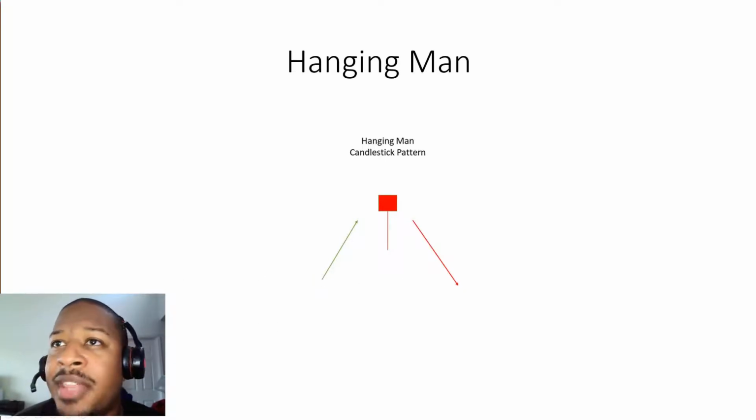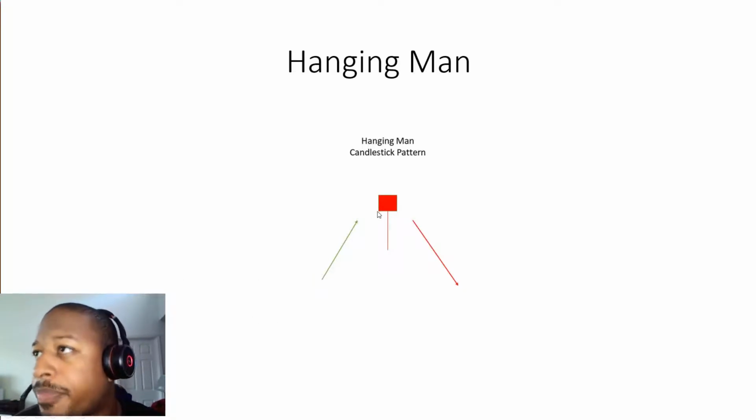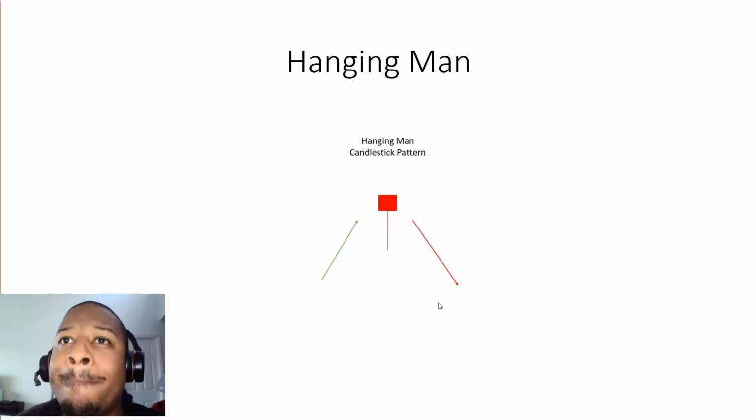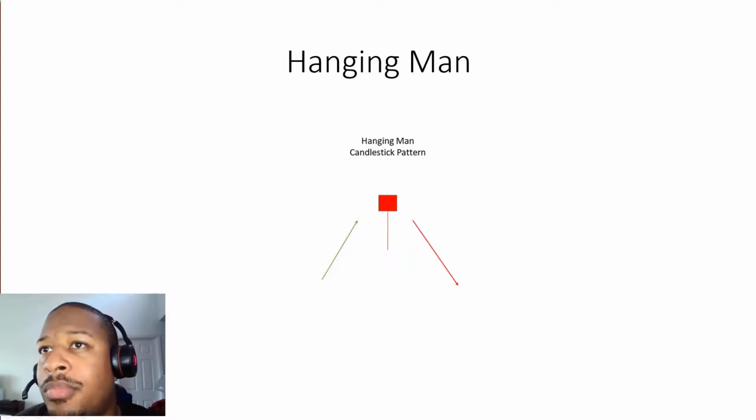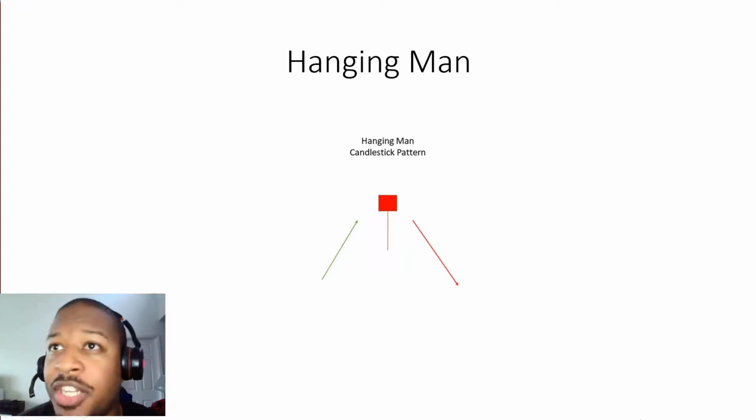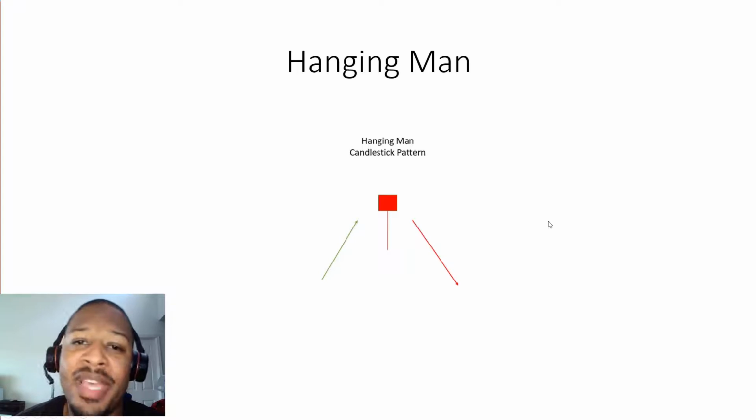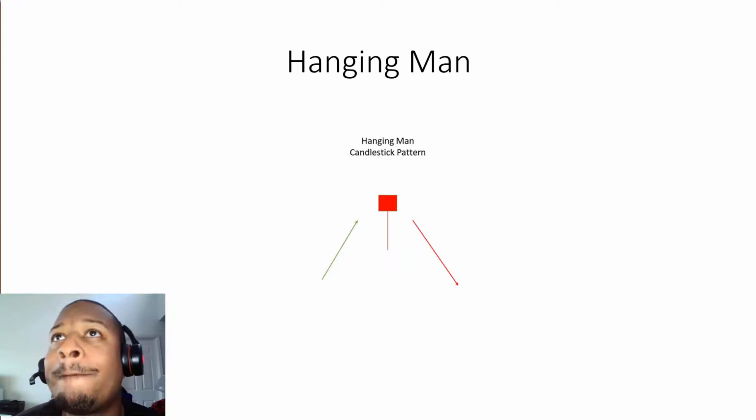Again, the psychology behind that is basically that the price opened up here, and pretty much pushed down. Sellers were selling it off. Buyers came in, but they got exhausted, and it's starting to trend down. Suddenly, the buyers were unsuccessful in trying to push this price as high as it can go. And that's pretty much the psychology behind the hanging man. All right.